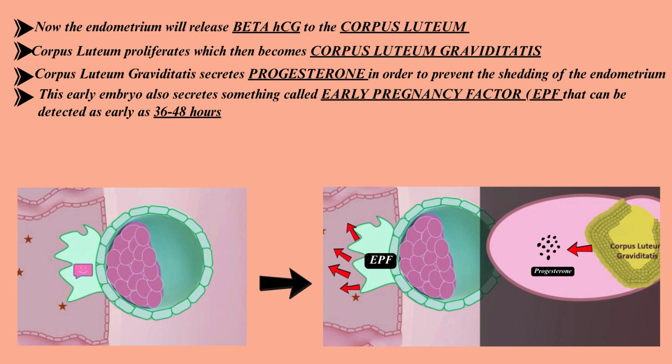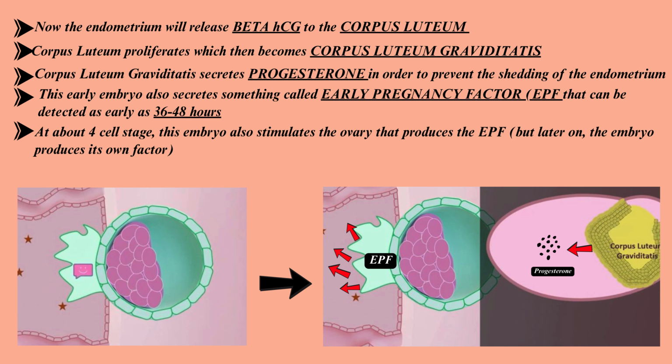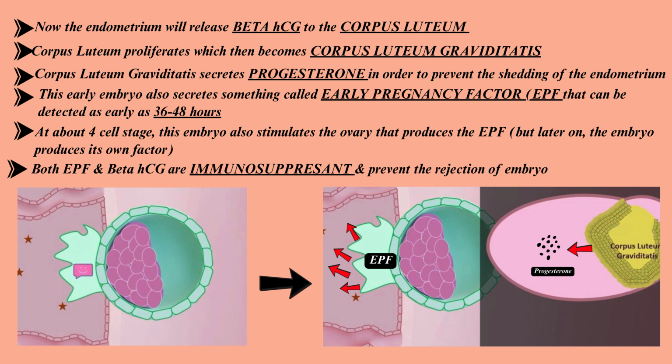This early embryo also secretes the early pregnancy factor that can be detected as early as 36 to 48 hours. Actually, at about 4-cell stage, this early embryo also stimulates the ovary that produces the early pregnancy factor, but later on, the embryo produces its own factor. Both early pregnancy factor and HCG are immunosuppressive and they prevent the rejection of the embryo.